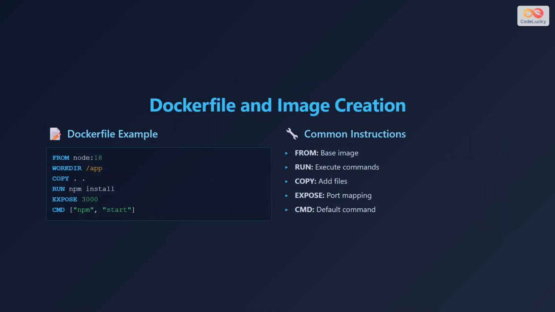A Dockerfile is a text file containing instructions to build a Docker image. The FROM instruction specifies the base image to start with. WORKDIR sets the working directory inside the container. COPY adds your application files into the container. RUN executes commands during image building, like installing dependencies. EXPOSE declares which ports your application listens on. CMD specifies the default command that runs when the container starts. By writing a Dockerfile, you create a repeatable, version-controlled way to build consistent application environments.